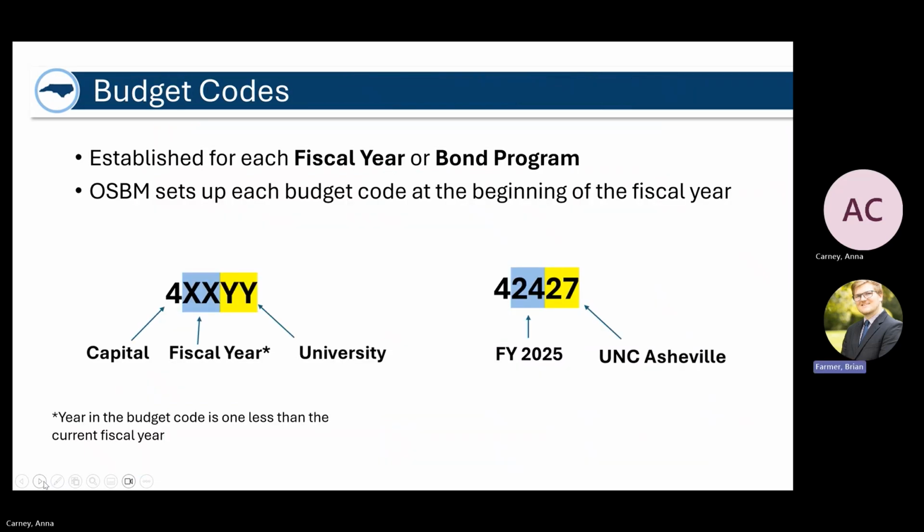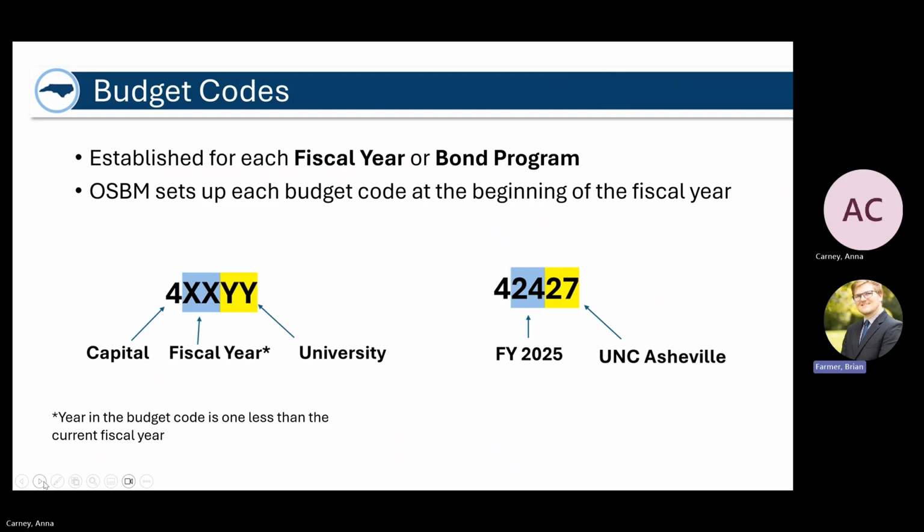So budget codes. One of the common questions we'll get at the start of the fiscal year is: how do I set up my budget code? When do I set up my budget code? And the answer is you do not set up your budget code. OSBM will set up a budget code for you to use. So we set up a new one every fiscal year for every university.